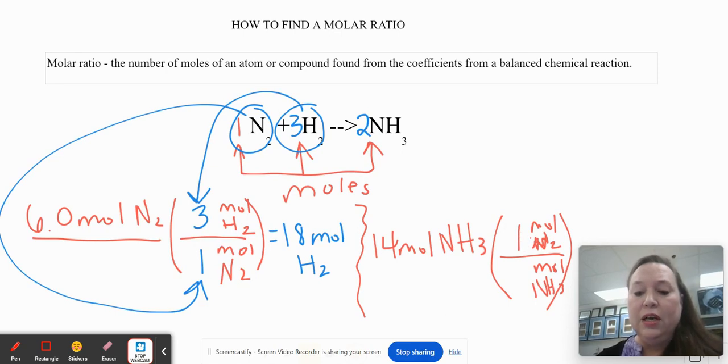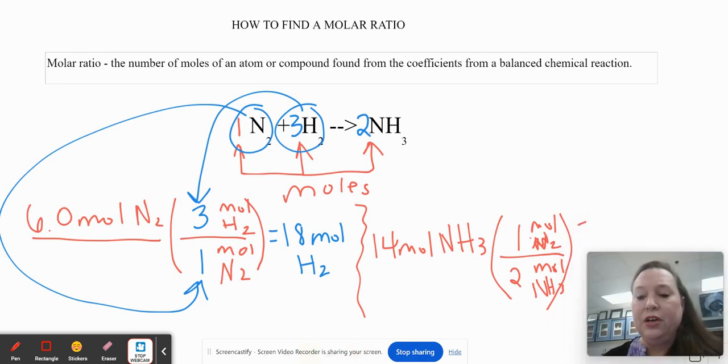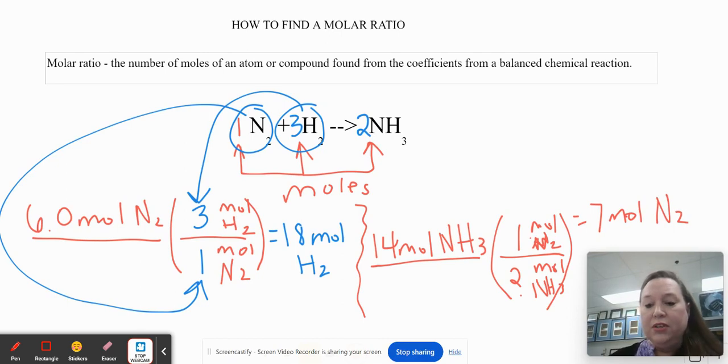1 mole of nitrogen gas is equal to 2 moles of ammonia. So what I'm going to do is have 14 divided by 2, and that says that I need to have 7 moles of nitrogen gas to complete the reaction. So it is a 1 to 2 ratio. This ratio is our molar ratio.